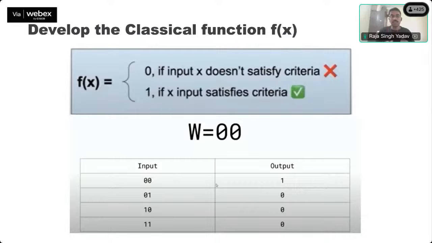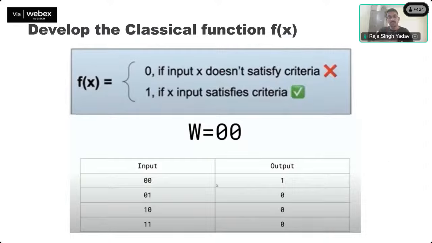Now, how to develop the classical function for that? The classical function works like this: if the input x doesn't satisfy the criteria, meaning that if I want to find a particular number and it doesn't fit what I want, I will put it as 0, and if I get that number, then I will give it as a 1. So in this one, I want to look for a number, like 00. The output says yes, I have got it, yes. For the others, they don't satisfy the criteria, so the output is 0. This is how we generally see it classically.